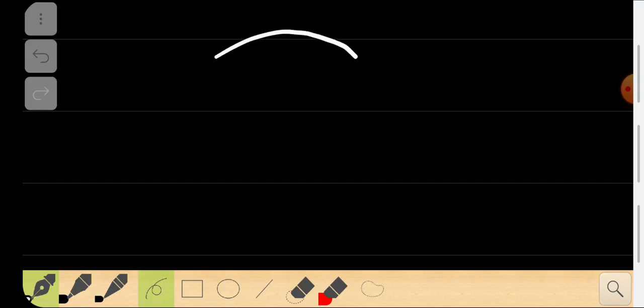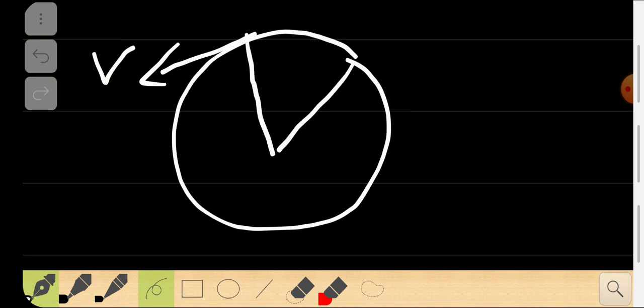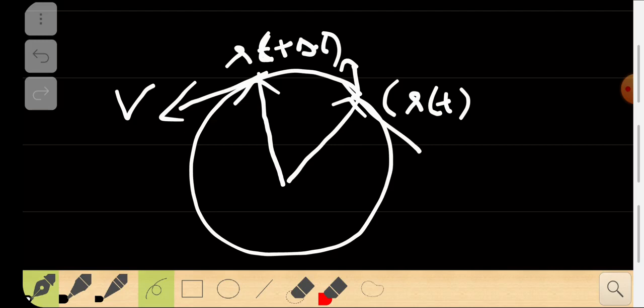Let's assume that you have a circular body which is rotating around, and it has a velocity. At the first point the position is r of t, and at the second point r of t plus delta t. So these are two position vectors, and the velocity drives the body as a tangent from this point to this point.